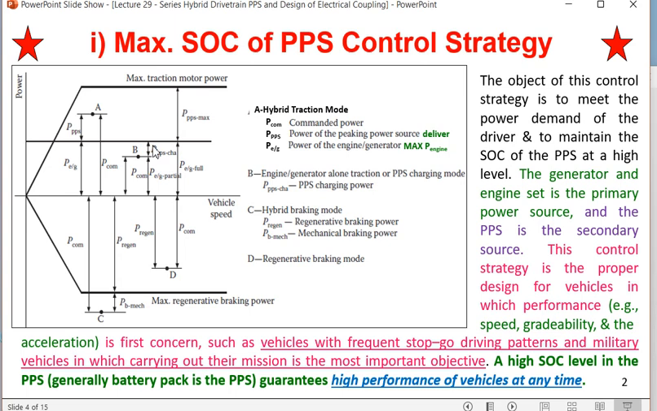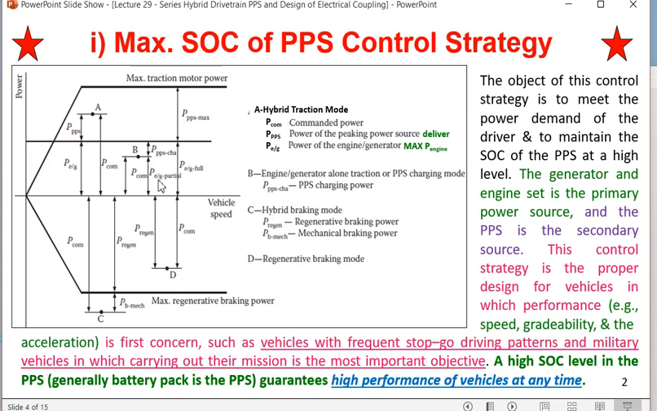So this B is also traction, but it's traction with PPS charging. Previously A, you can say, is traction with PPS discharging. In this case B, it is traction with PPS charging. But for that, one condition has to be checked, that the battery was not fully charged from the beginning. If the battery was completely charged from the beginning, in that case this PPS charging will not happen. Then the engine will produce power partially, so it is called PEG partial. So this is the second case.